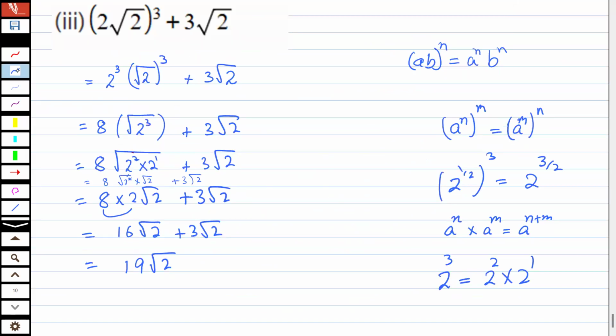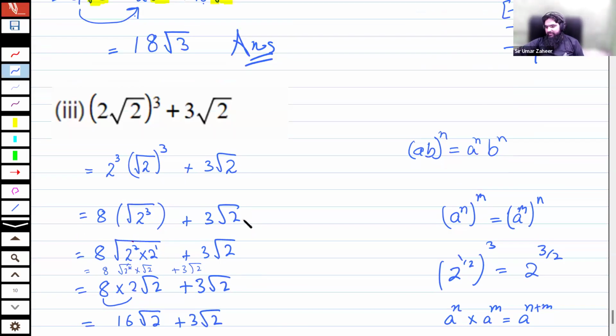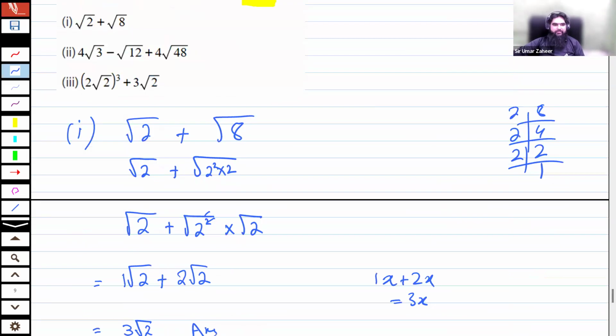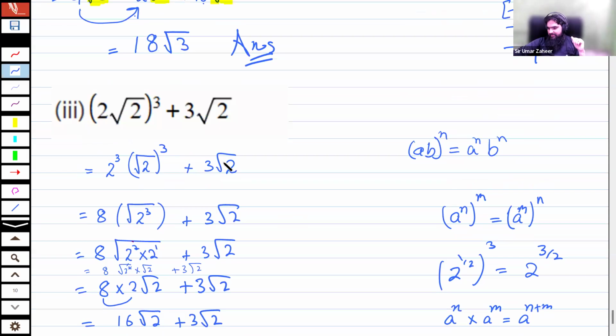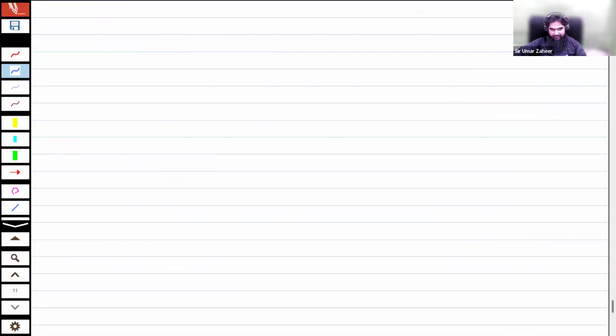Okay, that makes sense. Please stop me. For example, if you get stuck in any step, just stop me there. Okay? No worries. All right, everyone, any question in these three? So these are the three questions in which we just do the simplification. Let's do one question in which we have to rationalize it.